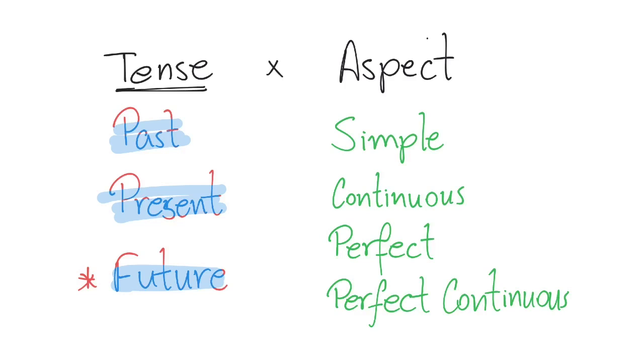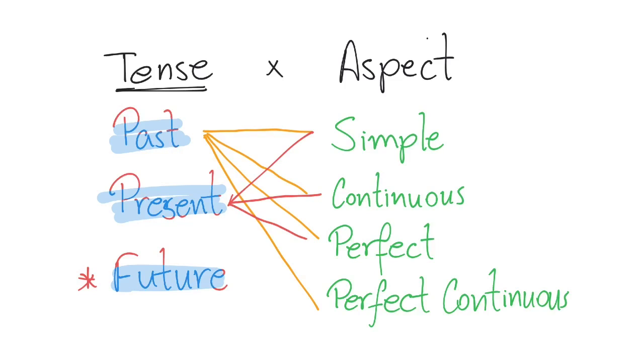So what do we have here? The past simple, the past continuous, the past perfect, and the past perfect continuous. Present simple, present continuous, present perfect, present perfect continuous. And finally, we do have the future. Future simple, future continuous, future perfect, and future perfect continuous.